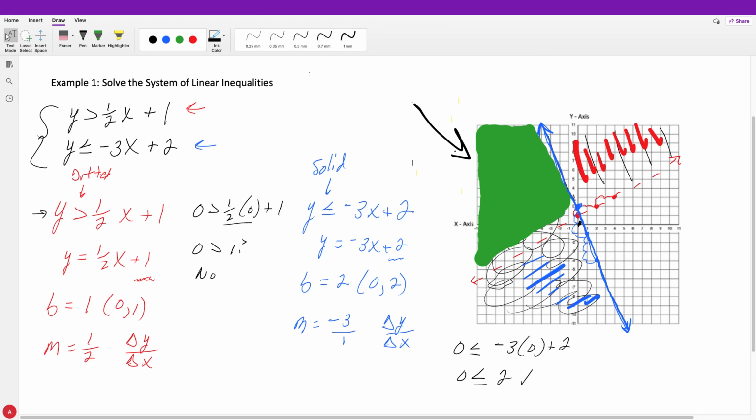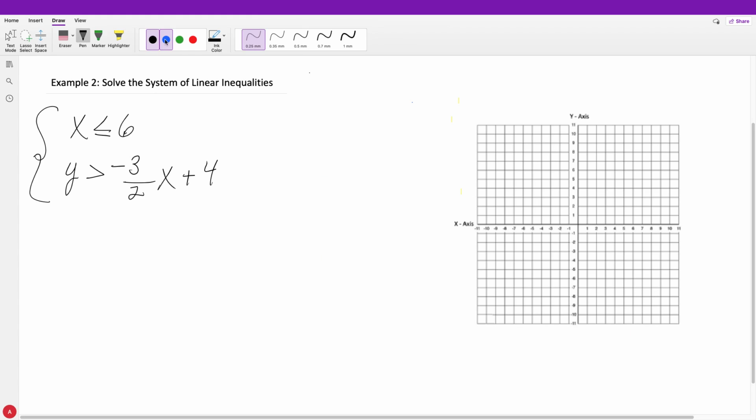We're going to go through one other one, and then that'll be it for this. In the second example, instead of using the same color for both, because that could be hard to see, I'm going to use highlighters, because that's what I suggest that you do when you're answering these questions. Now the next example we're doing is x is less than or equal to 6, and y is greater than -3/2 x plus 4.